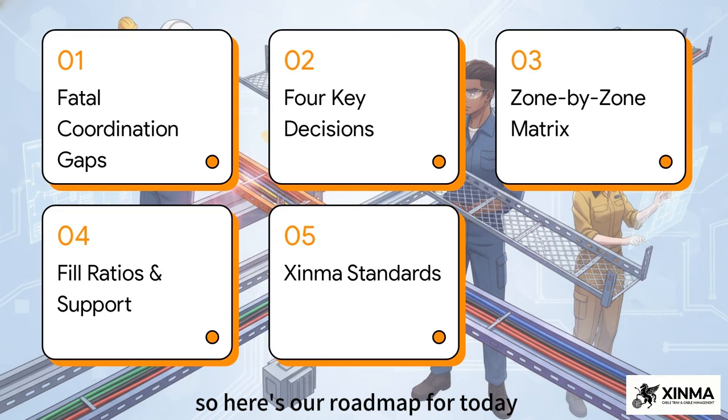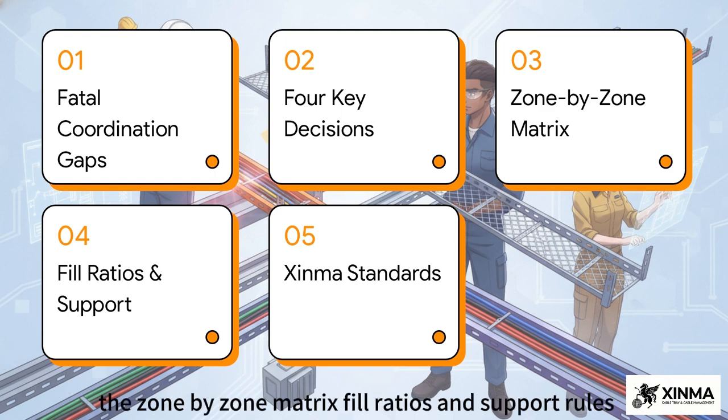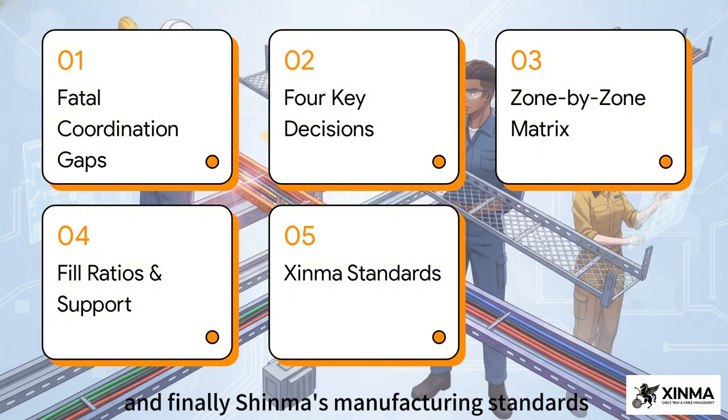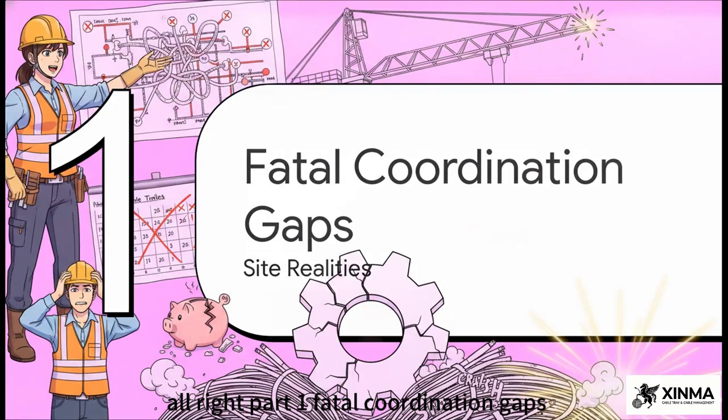So here's our roadmap for today. We're going to look at fatal coordination gaps, the 4 key selection decisions, the zone-by-zone matrix, fill ratios and support rules, and finally, Xinma's manufacturing standards. All right, part 1, fatal coordination gaps.